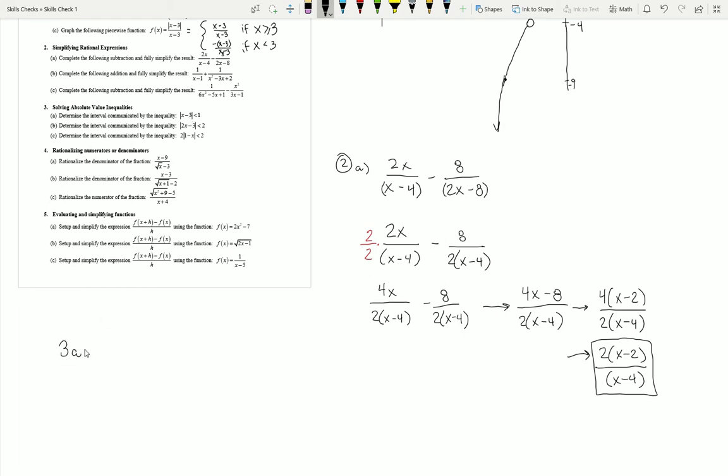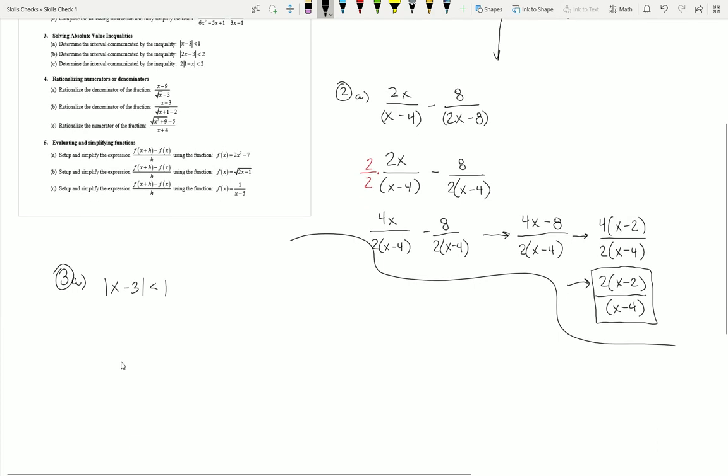And I'll do this work down here. I'm actually going to go ahead and section this off over there just so we don't get in the way. But here I see that I have an absolute value inequality: the absolute value of x minus 3 is less than 1. And again, the goal here is that I would want to be able to figure out what are all of the different possible values of x that could make this work.